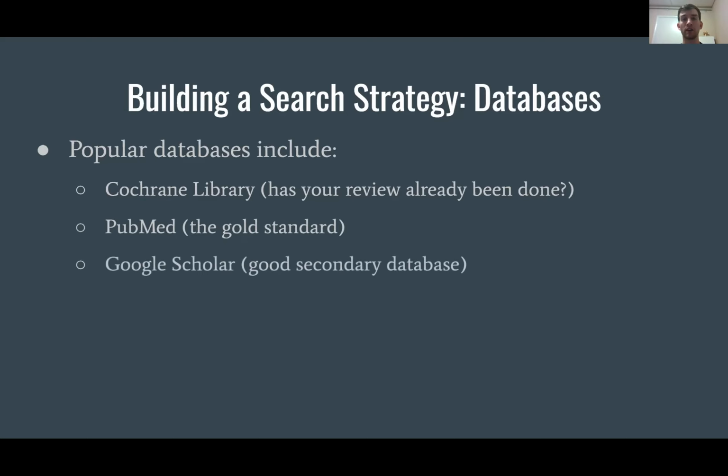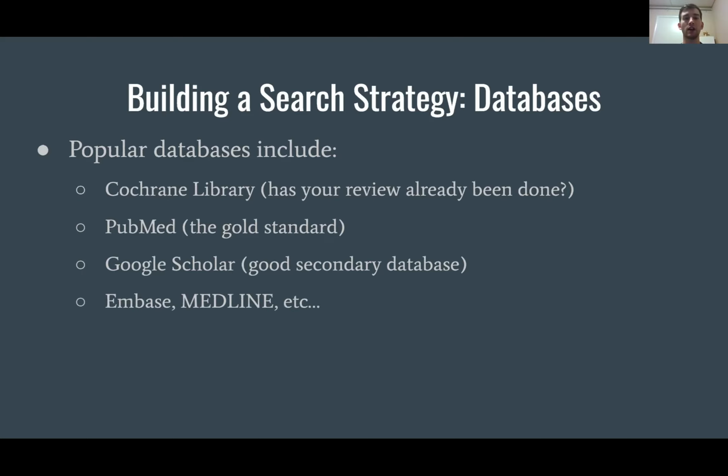We also have Google Scholar. Anyone who's used Google Scholar before knows that no matter what you search, it usually turns up thousands of sources. So it's pretty overwhelming. From what I've read, it's a good secondary database, meaning you can use it to supplement a search on a different database, because obviously it's going to give you so many results and it's unreasonable to screen thousands of sources. So definitely look into Google Scholar, but mostly as a secondary source or a supplement to PubMed or another database.